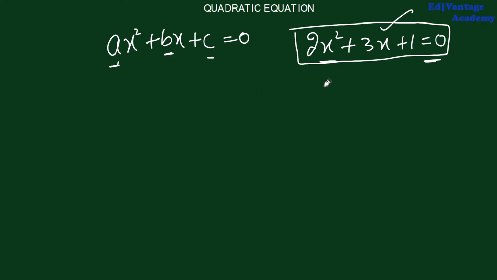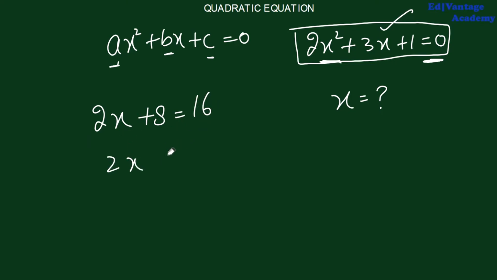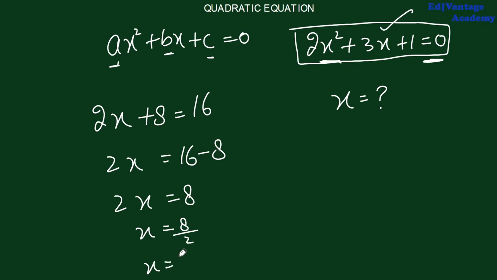It's a quadratic equation in the standard form. Now let's move to the solution. How do we find the solution? We have a couple of methods to find the solution. Solution means finding the value of x. You have seen earlier, like when I gave the example just now, 2x plus 8 is equal to 16. How do we find x here? I'll say 2x is equal to 16 minus 8. 2x is equal to 8. x is equal to 8 divided by 2, as 2 will come in the denominator, x is equal to 4.